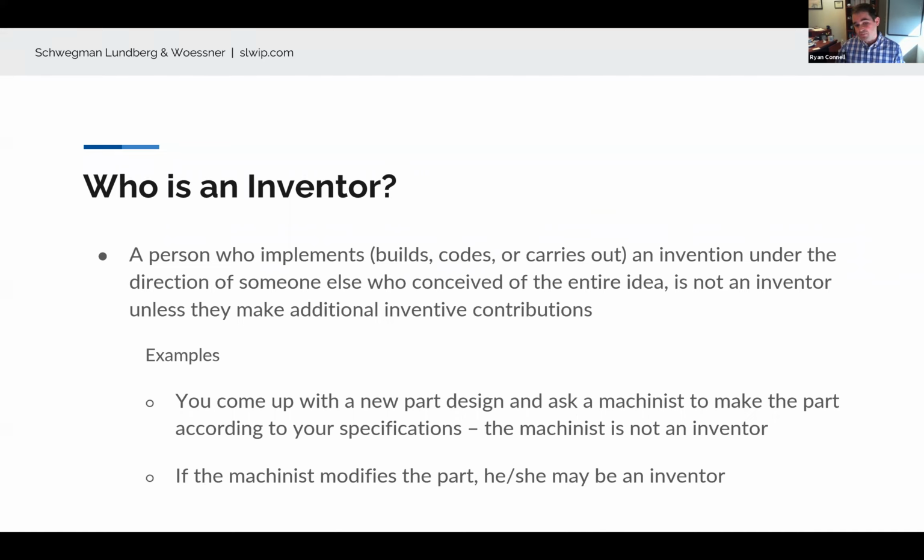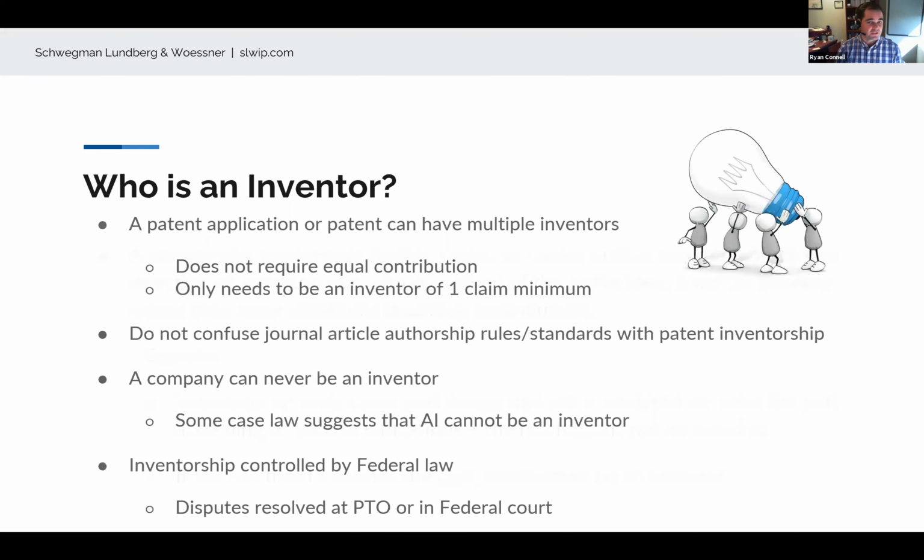A twist on that might be, though, if the machinist actually modifies the part during the reduction to practice, say he or she figures out a tweak to make it more efficient, make it better, anything, and they conceived of it, and then their tweak or modification makes its way into a claim, that's when that person could go from not being an inventor to being an inventor. So that's something to keep track of as you're actually reducing something to practice. And that's where good lab notebooks or documentation can be very important should inventorship ever be the subject of a dispute.